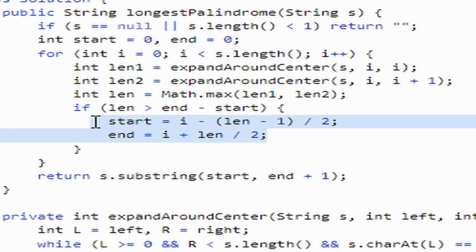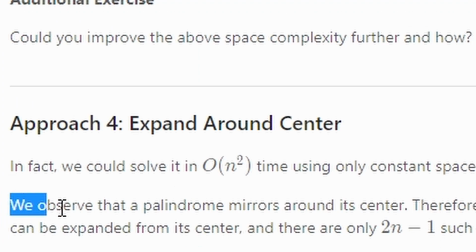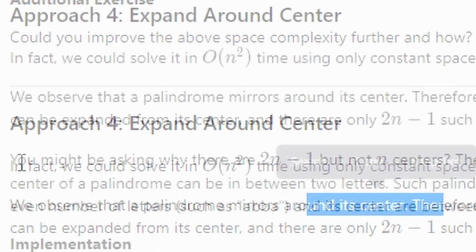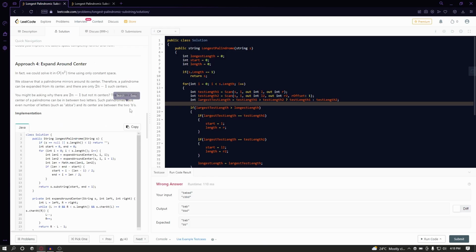Wait, what is this math? I don't understand this. I need an explanation. We observe the palindromic numbers mirror around the center. They're asking why there are 2n minus 1 centers, but not n centers. There are two between the two b's. Wait, I just read it. I didn't actually interpret it.